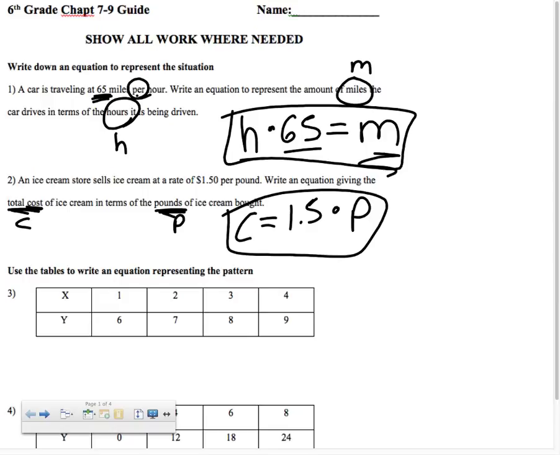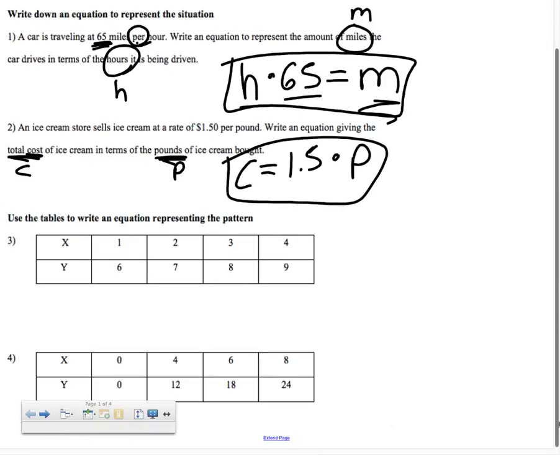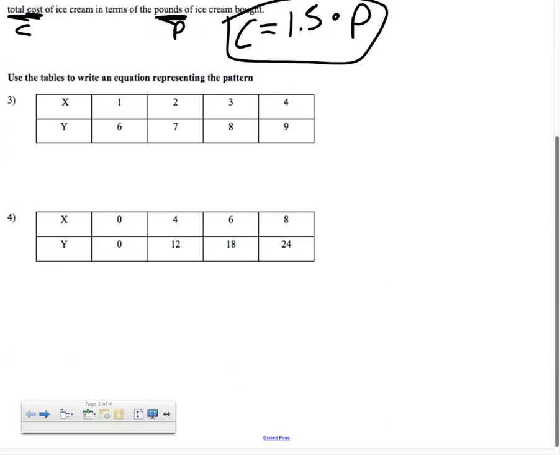The next part is the same thing, just dealing with the equation rather than a table. So it says use the tables to write the equations. You just need to find the rule of the table. So if we look here, we go 1 to 6, 2 to 7, 3 to 8, 4 to 9. Every time we do that, we're adding 5 each time. So my equation is y is equal to x plus 5, because I add 5 to the x every time to get my y counterpart.